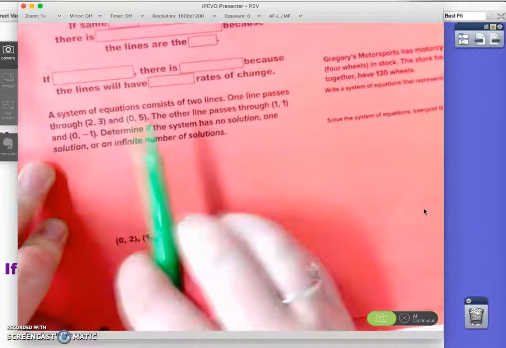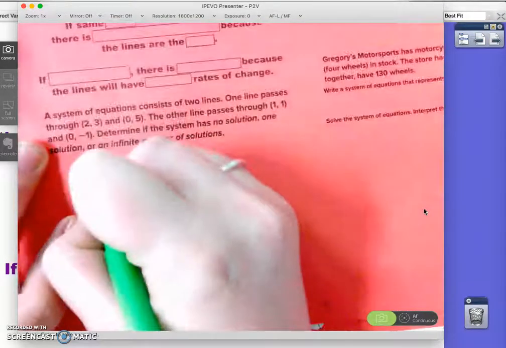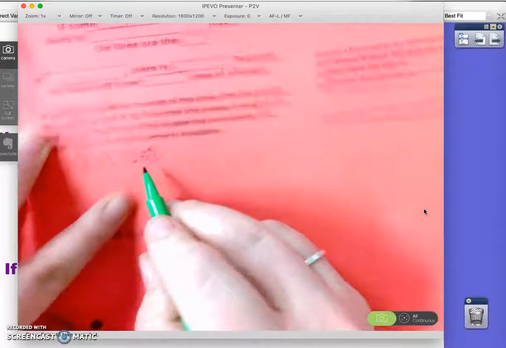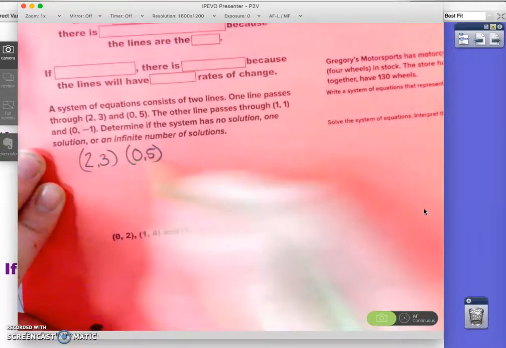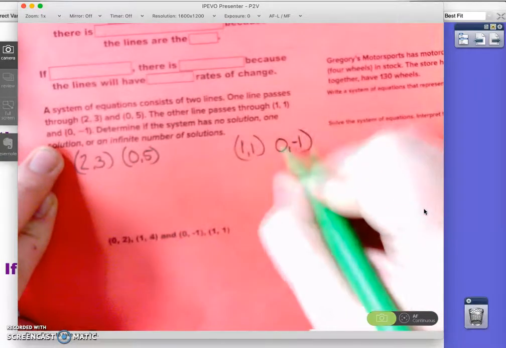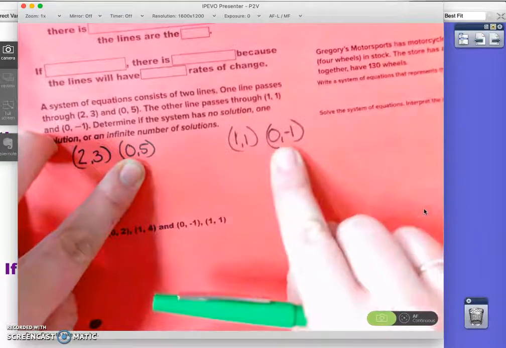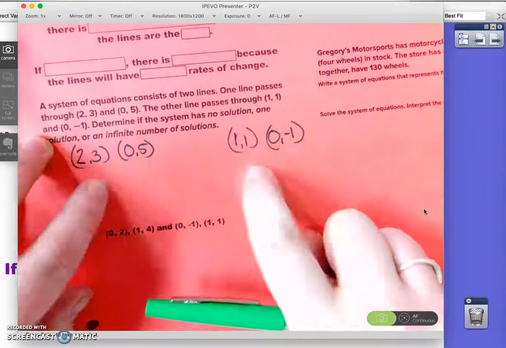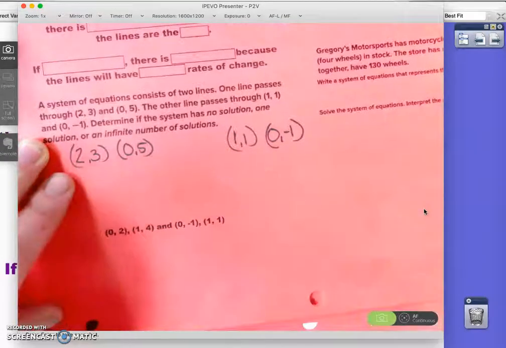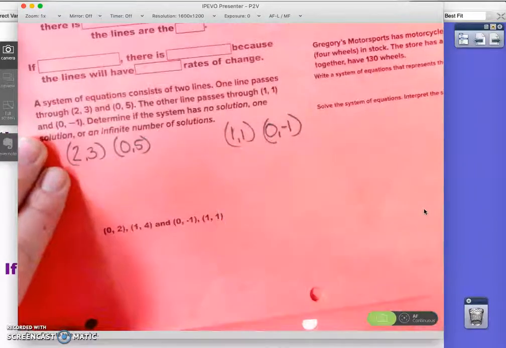So a system of equations consists of two lines. One line passes through (2, 3) and (0, 5). And if we notice, this is our y-intercept, so we might need that information later. The other one goes through (1, 1) and (0, -1). So we know that they have different y-intercepts. If they have different y-intercepts and the same slope, they're going to be parallel, and there will be no solution. But if they have different y-intercepts and different slopes, they will have one solution.